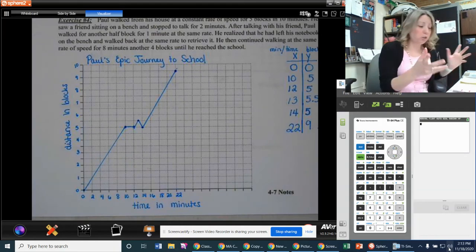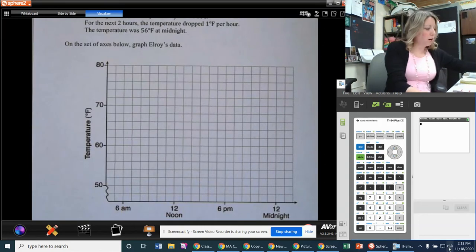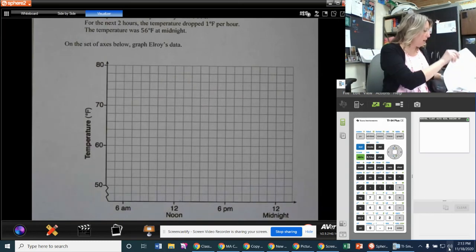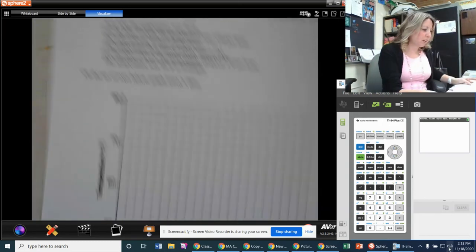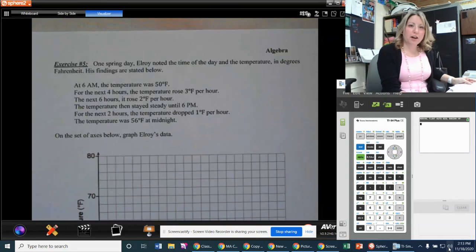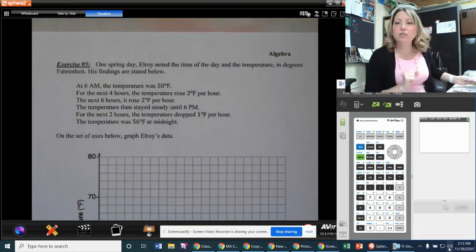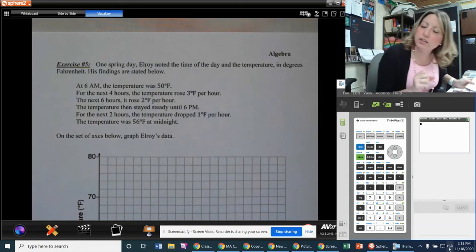There we go. You guys will be able to do this. I swear you will. Here's a great one, and I can tell by the picture that this is a former Regents question. Nice, and I remember this so specifically. One spring day, Elroy noted the time of the day and the temperature in degrees Fahrenheit. His findings are stated below.